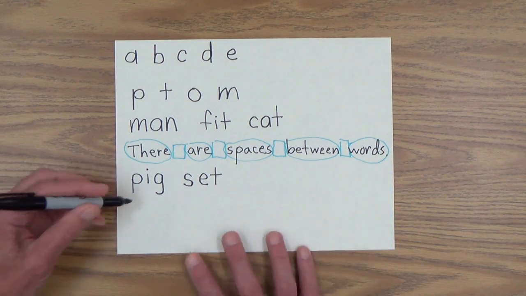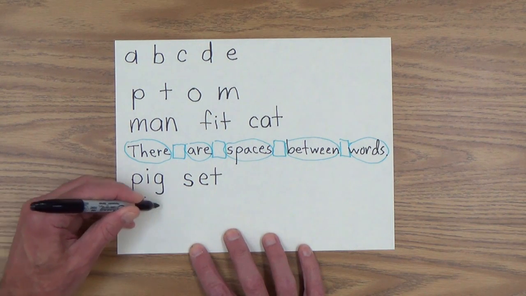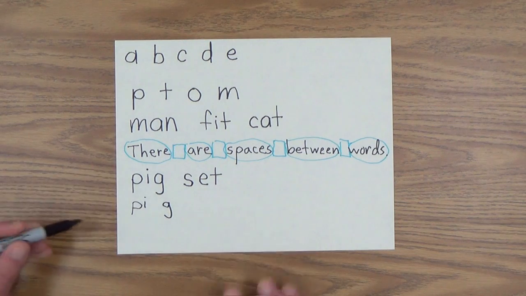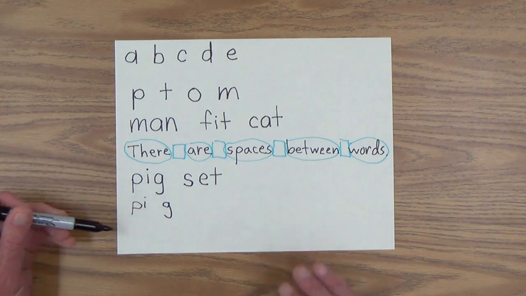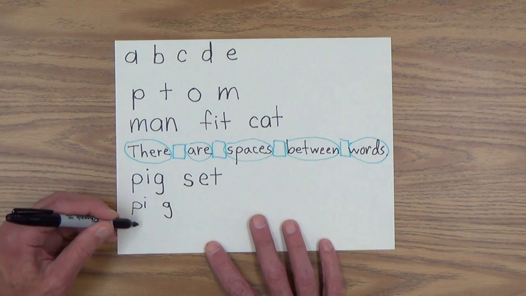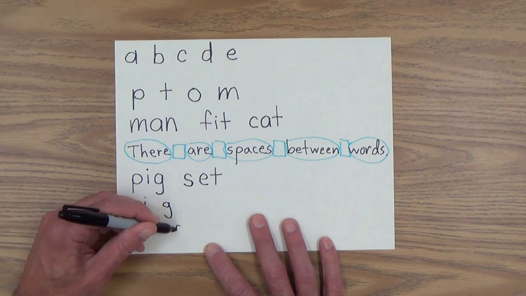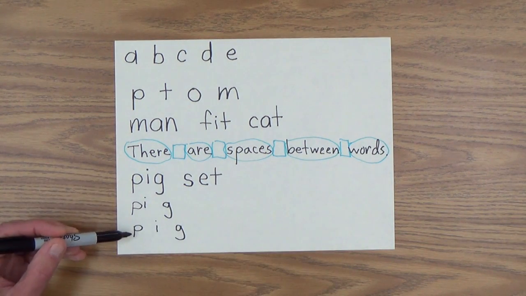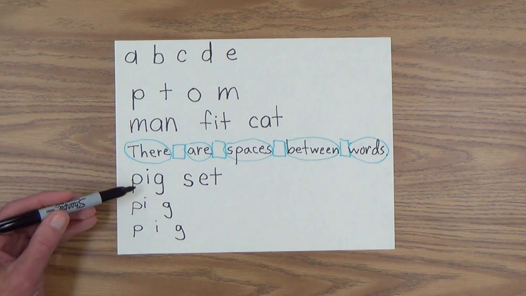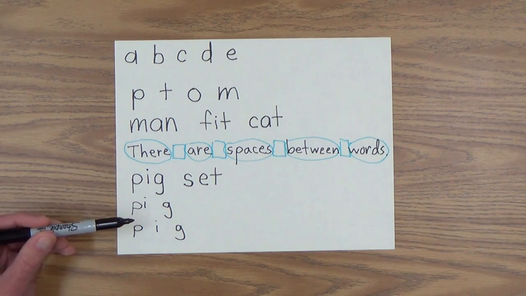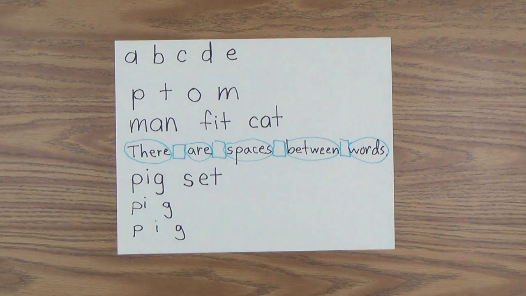But if you write pig like this, that's not the word pig. That's pig. Or you could do this. Say, well, that's not the word pig. The letters have to be close together. And all letters in a word are close together, and there are spaces between words. So make sure you make that point also.